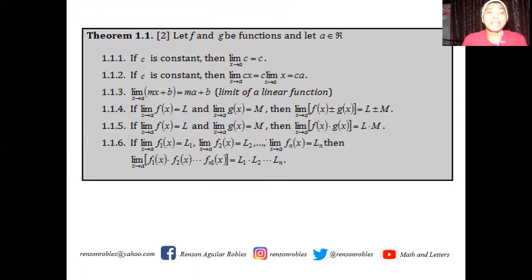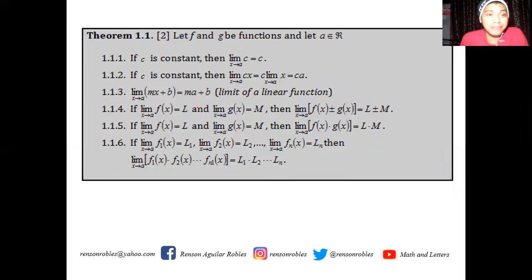Okay, so if we let f and g be functions and we let a be an element of the real numbers, then if c is constant, then the limit of a constant as x approaches a is equal to the constant itself. And if c is constant, then the limit of cx as x approaches a is equal to c, you can throw it outside. So c times the limit of x as x approaches a, which is equal to ca. What you observe is that one easy way to evaluate the limit of a given function is by straightforward substitution, or direct substitution. Okay.